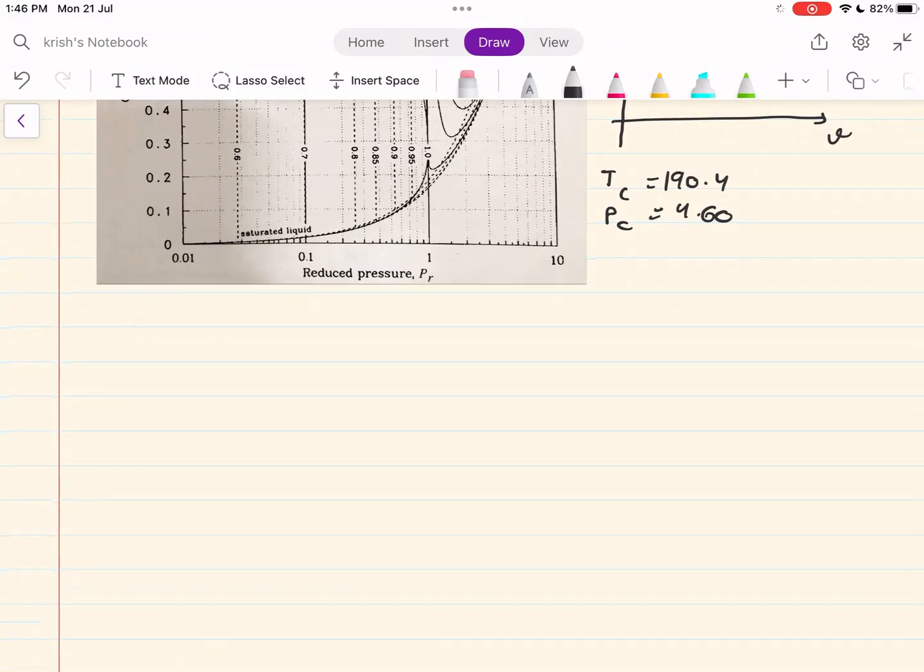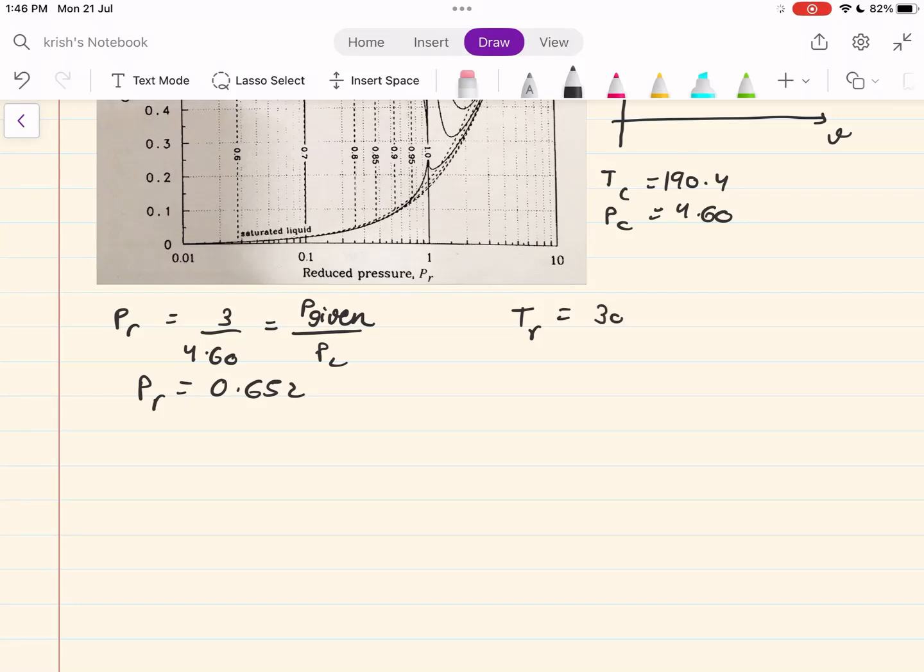Right, so the next step is calculating PR and TR. PR is 3 by 4.60. Again, this was P given by PC. PR will come out to be 0.652. TR is 303 in Kelvin by 190.4 equals 1.591. T given by TC.